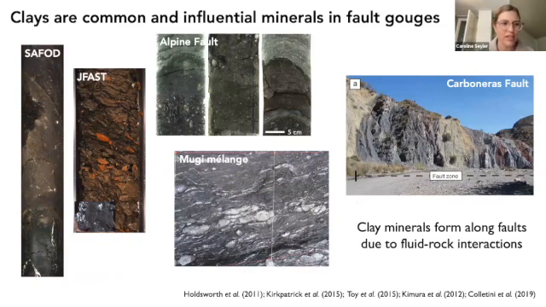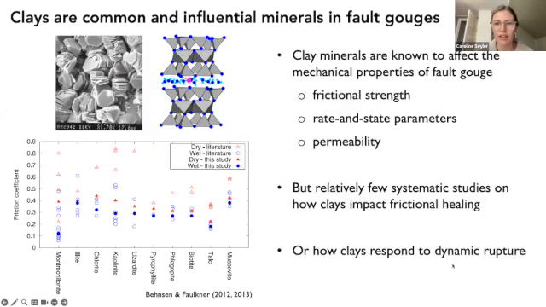Some very clay-rich seafloor core, this core from the JFAST drilling expedition in the Japan Trench, some other drill core from the Alpine Fault in New Zealand, this outcrop photo of the Mugi Melange in Japan, which is a very illite-rich subduction interface, and the Carboneras Fault out in Spain. These materials are really common in fault gouges, so presumably they contribute to the mechanical properties of faults. And we know that they do.